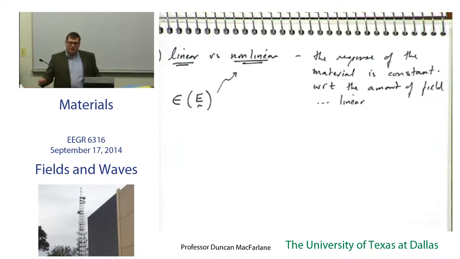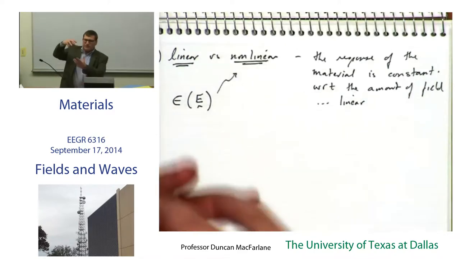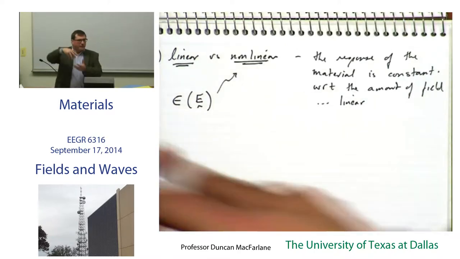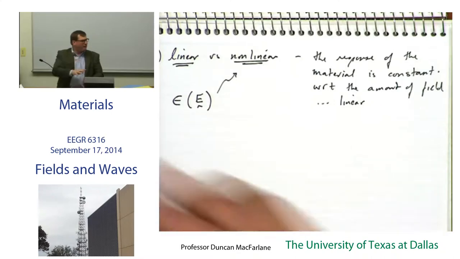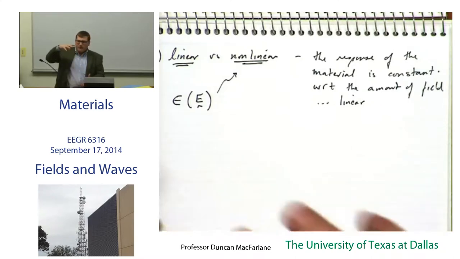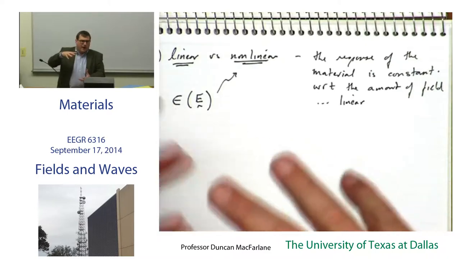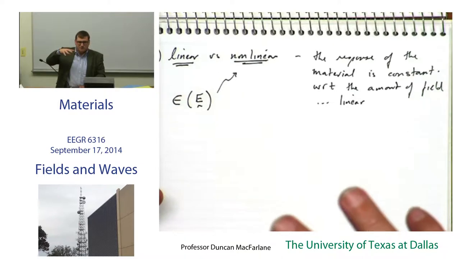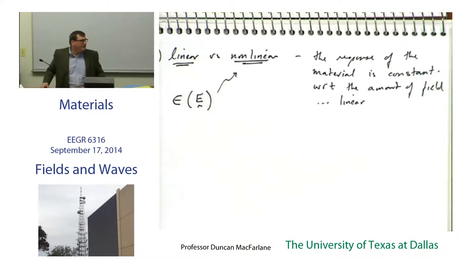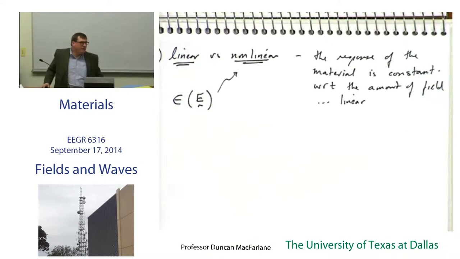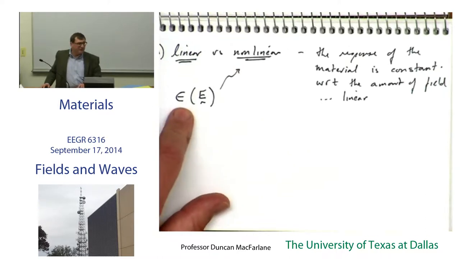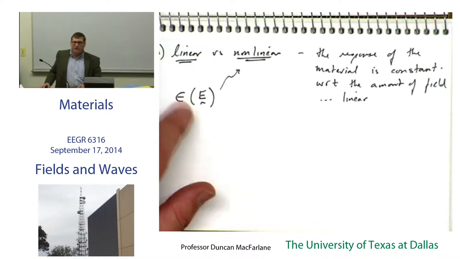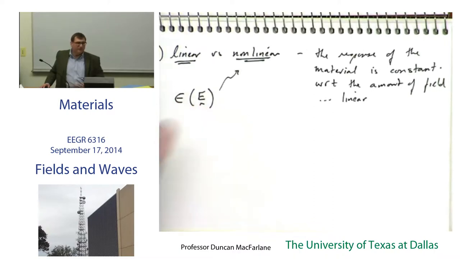If I up the voltage per meter on the electric field, these electrons will see more forces. And they'll start to move around. And in fact, they might actually pull the lattice atoms closer together or further apart. And in that instance, the material density or the material properties are going to change. And so the number that describes the response now becomes a function of the electric field.